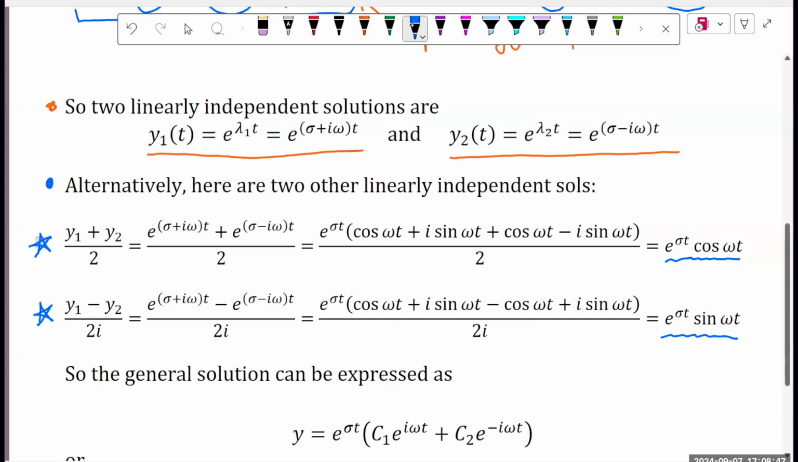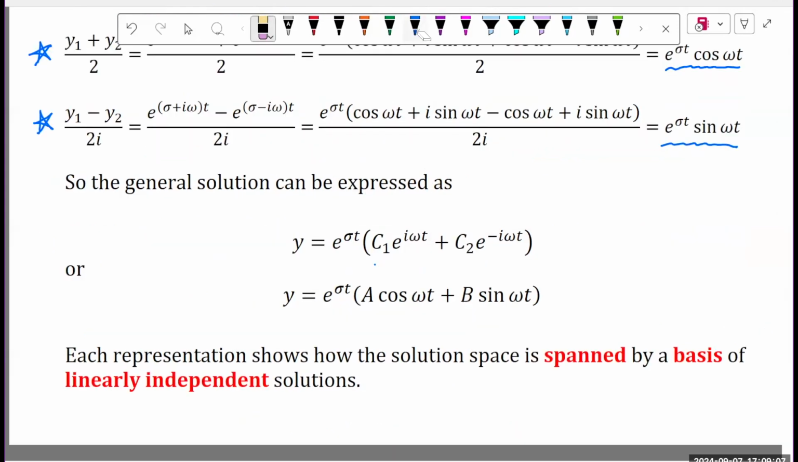So now we see that the general solution can be expressed in one of two ways, with complex exponentials or with a sine and cosine. The difference between what we're seeing now and what we saw on the previous page is that we have a damping term. How does that damping term come into play here? It's showing up here in the e to the sigma t term.